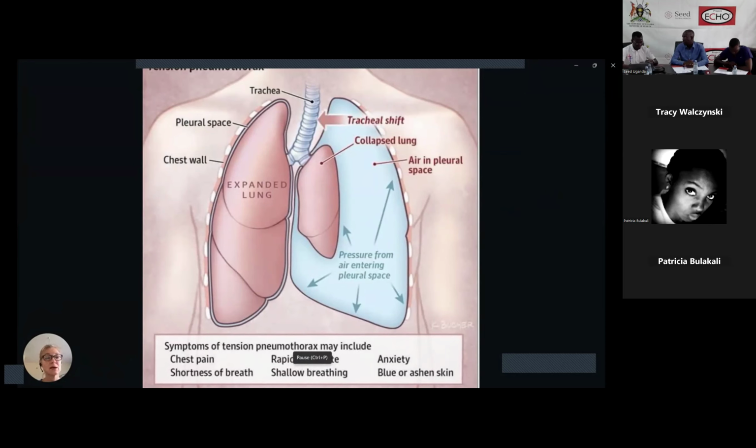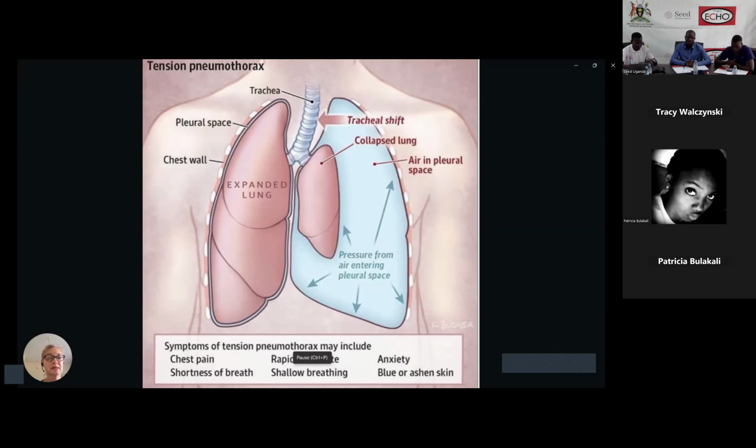As the air quantity increases, the pressure will also increase, which will compress the lung on the same side and also compress the mediastinum and push across to the other side when it becomes large enough.